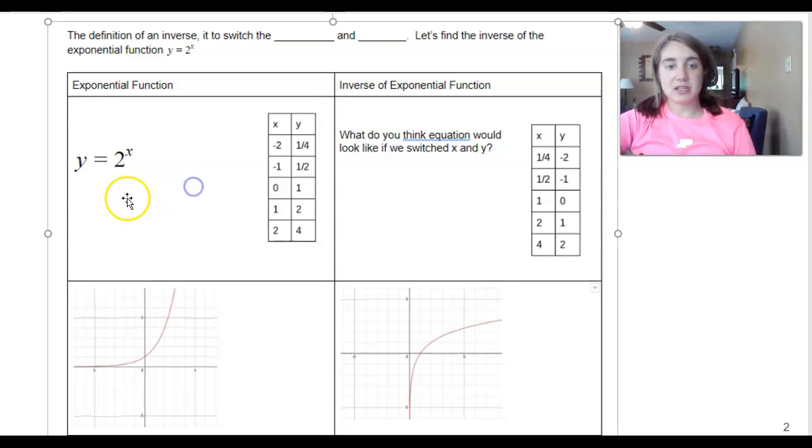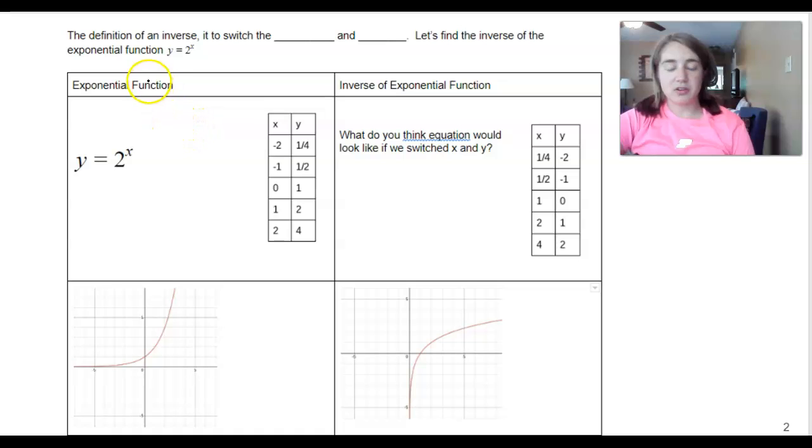We learned about this earlier. Skill 1, or not skill 1, I think it was maybe 2, 3, 4, inverse function. The definition of an inverse is to switch the x and the y, or in other words, the input and the output.